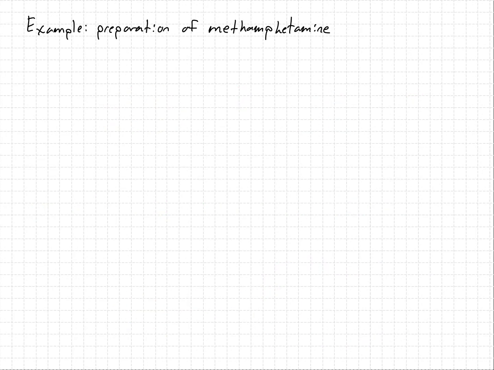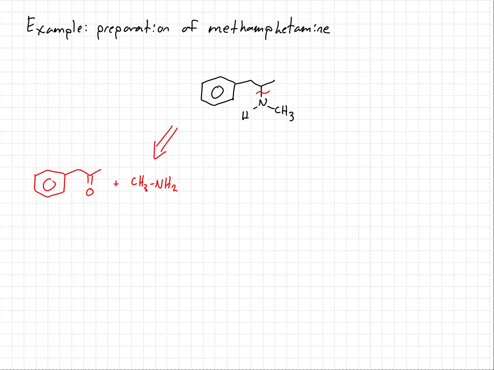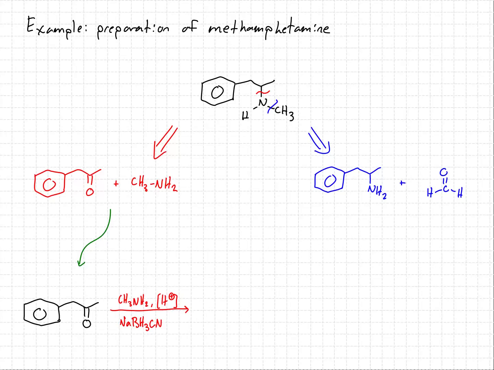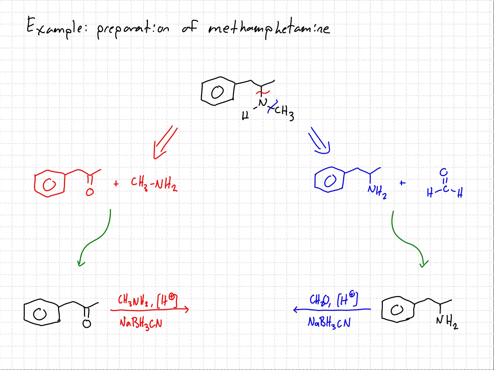For example, let's say we wanted to prepare methamphetamine. If we wanted to make this by reductive amination, there are two carbon-nitrogen bonds, so there are two possible methods we could use to form it. One method focusing on this bond would combine phenylacetone with methylamine. The other would combine phenylpropanolamine with formaldehyde. In both cases, the reaction would look similar: ketone plus amine with an acid catalyst and a reducing agent, or amine plus an aldehyde and an acid catalyst and reducing reagent, but the result would be the same in either case.